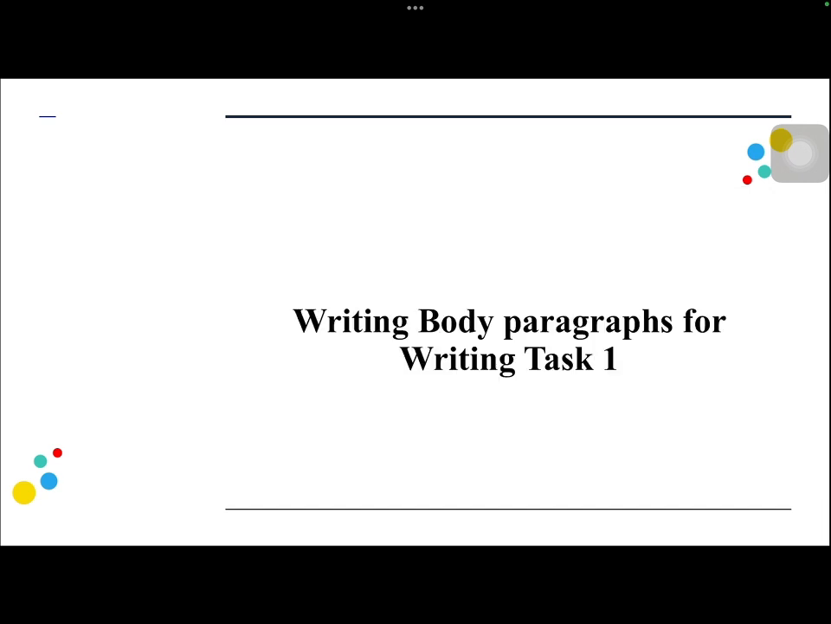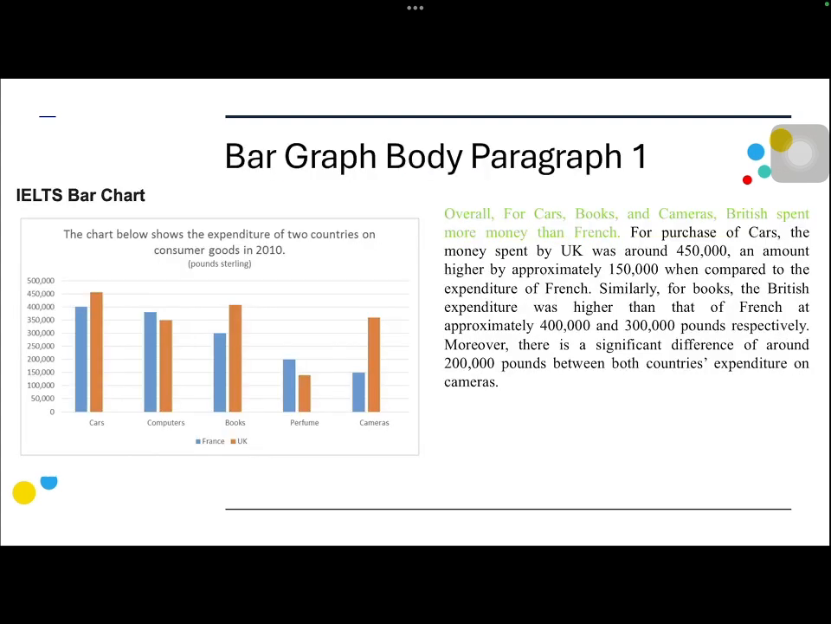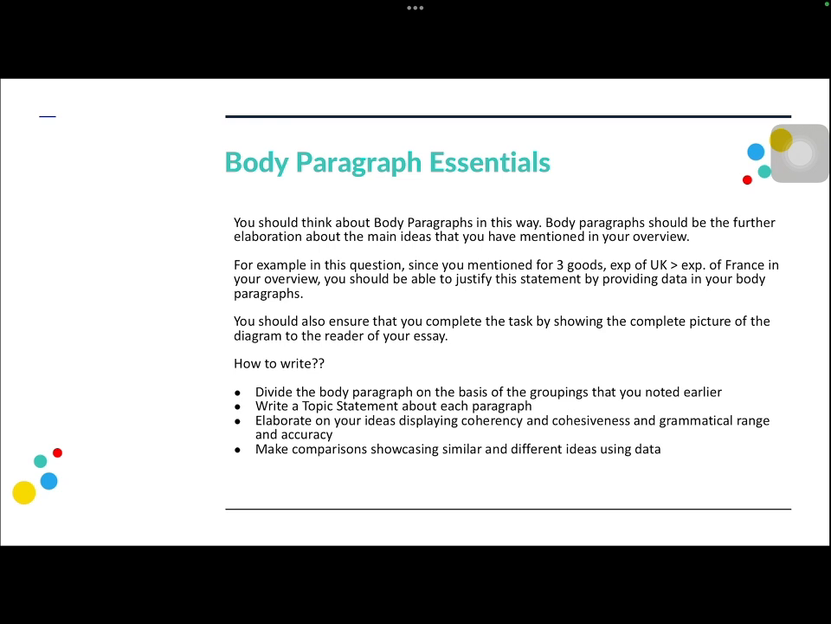Now, I hope that you guys are clear on what an introduction and overview for the academic task 1 question is. Now let us quickly look at writing body paragraphs for the academic task 1 question, especially for this question. When I talk about body paragraphs, you should think about the body of your essay. Literally, the introduction and overview are basically the brains of your essay, where you have done almost all the work.